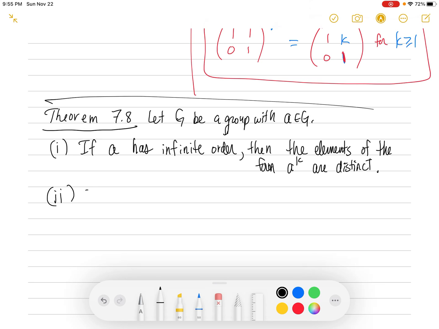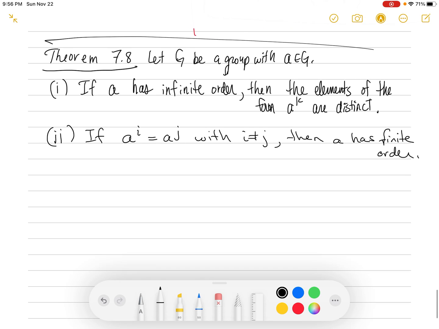Number 2, if you ever end up with a to the i equal to a to the j, and the i and the j are different, let's pretend a squared equals a to the 99th. So i is not equal to j here. That would mean that the element would have finite order. Then a has finite order. Okay, I'm actually going to prove 2 first, and then we'll prove 1.